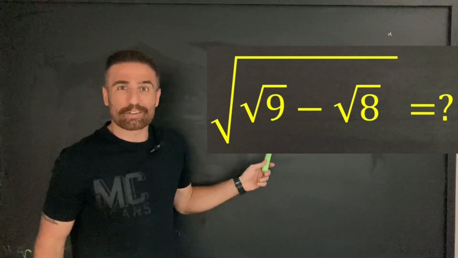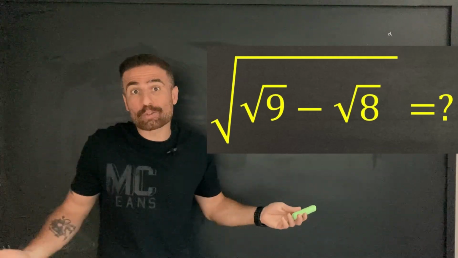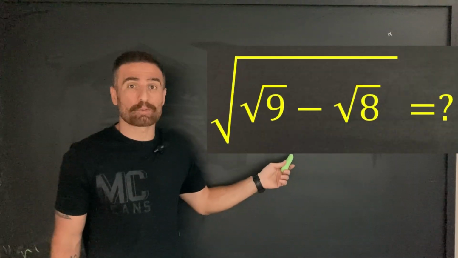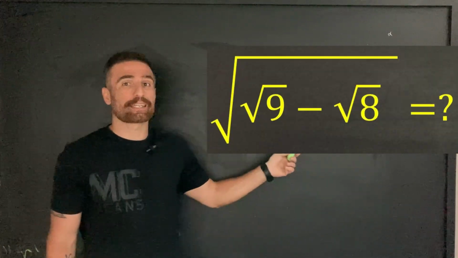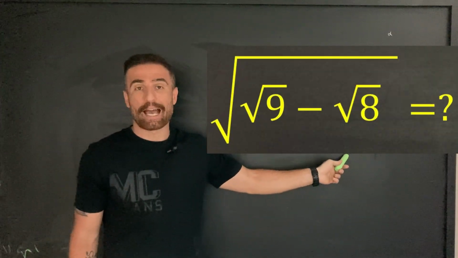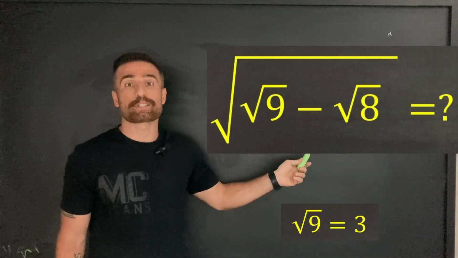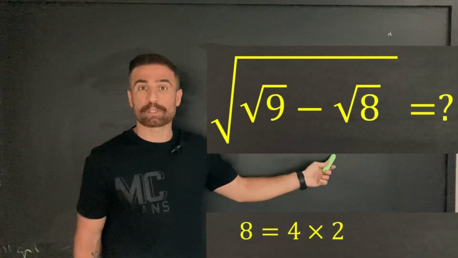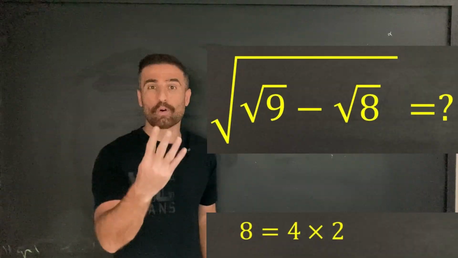Hi mates, we are going to find out the value of this square root, but where should you start the solution? To solve this, I'm going to work on this inner part, which means second root of 9 minus second root of 8. As you know, 9 is a perfect square, so second root of 9 is 3. 8 can be written as a product of two numbers, 4 and 2.